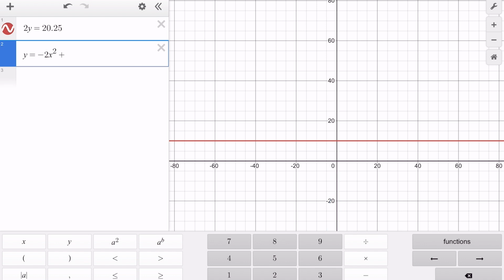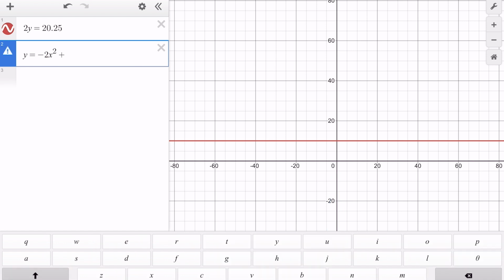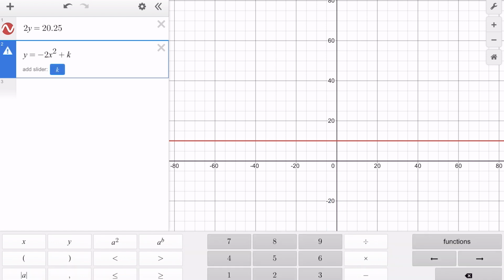plus kx. Now, something's going to happen when I put this k here. Desmos is basically saying, I only get x's and y's as variables, and you gave me a letter that's not an x or a y, so what do you want me to do with this random letter you just gave me? And that's what it's kind of saying with the button add slider k.